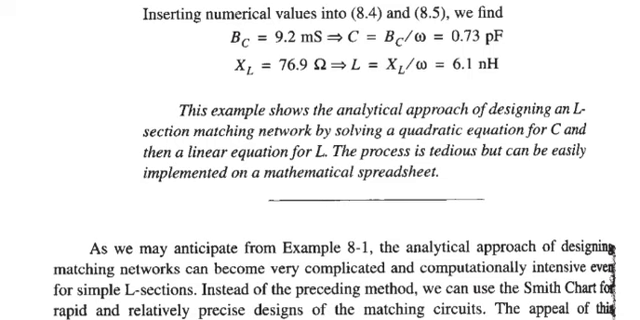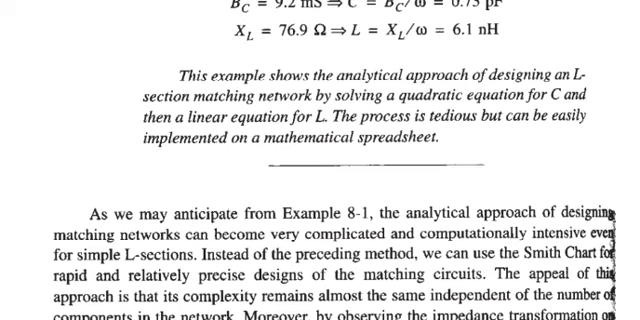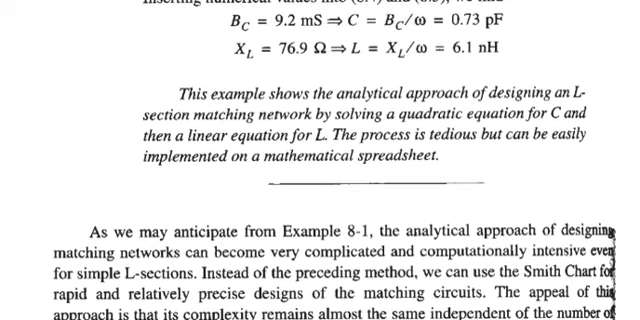In order to find the value of the capacitor, BC is equal to omega C, so I have to find the value of C by dividing by omega. 9.2 millisiemens divided by 2 pi into f gives me 0.73 picofarad. Similarly, we have to find the value of inductor L. We know that XL is equal to omega L, so L is equal to XL divided by omega. We obtained XL equal to 76 ohm, and dividing it by omega approximately gives us the value of 6.1 nanohenry.